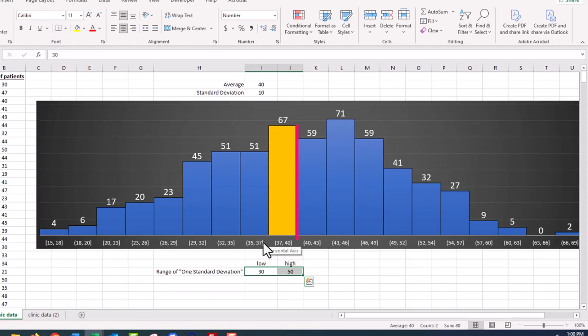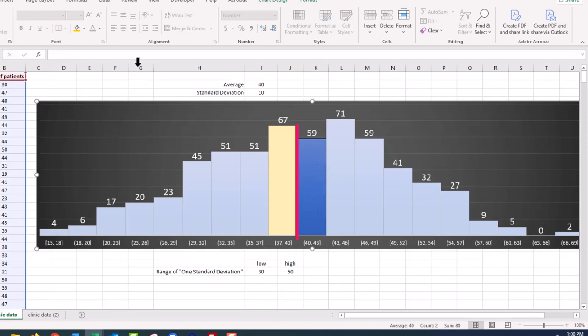We'll deal with that momentarily, I promise. That's a kind of goofy little mathematical thing that we can and will deal with. Okay, what other bars are completely within 30 to 50? Well, this one right next to the one we just highlighted was.